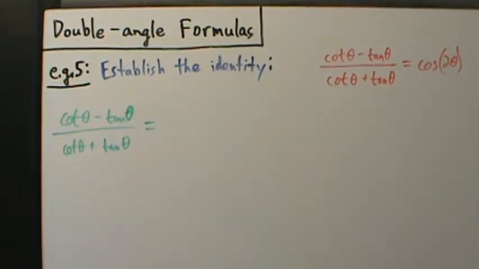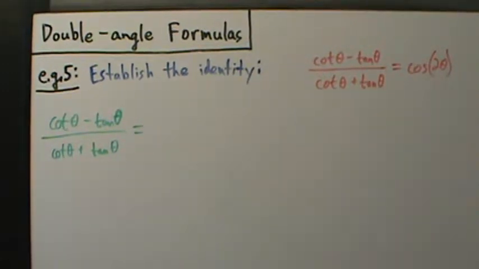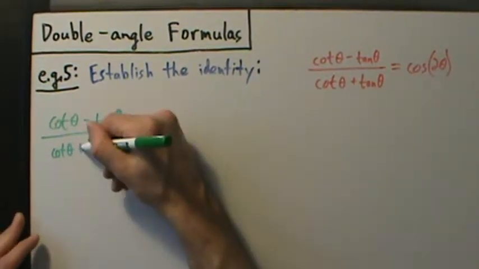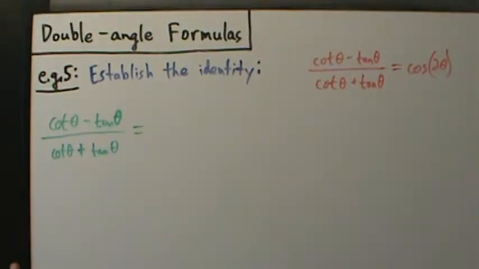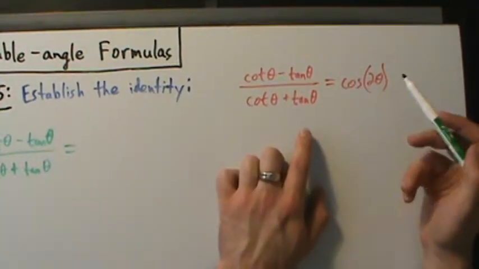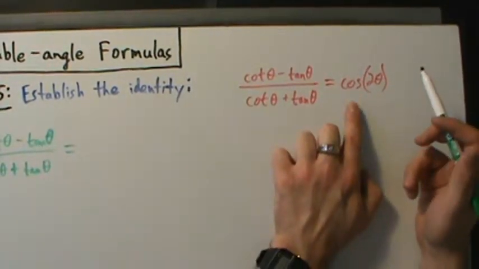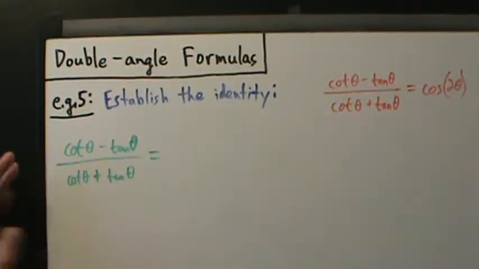Okay, so we talked a lot about establishing the identity type problems several videos ago. We did a lot of examples. And remember, one of the things to try, it might not always work, but it's not a bad idea to try, is convert everything to sines and cosines. And that might not be a bad idea here especially, because on the left side we have cotangents and tangents, on the right side we have cosine. So eventually we want to get to something with cosine. So let's begin by converting everything to cosine and sine.